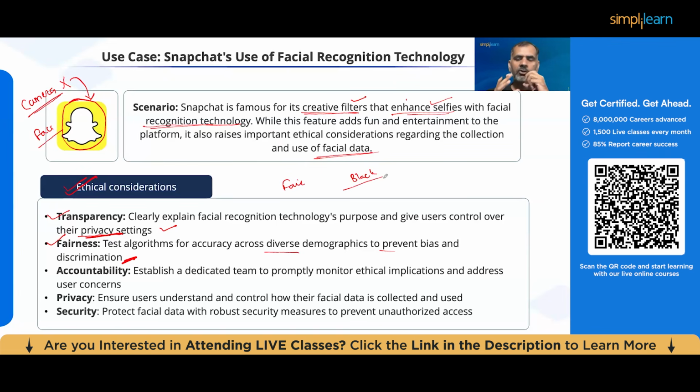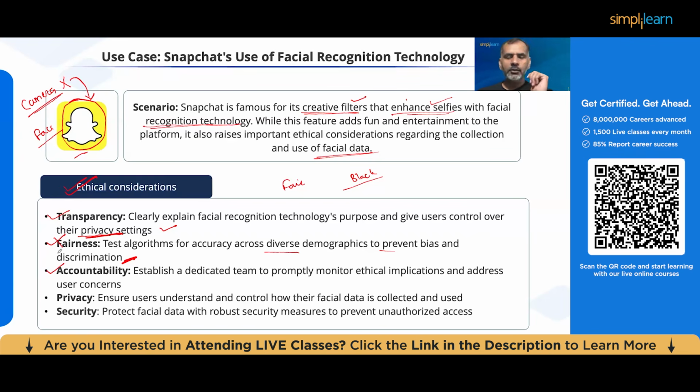If the application and algorithm is doing such kind of behavior, that means the application is not fair with respect to the audience, with respect to the different customers of different breed, different demography, different races, and all this. That should not be there, and it has become the responsibility of the Snapchat makers that the application should equally perform on different race faces or different kind of demographic individual faces.